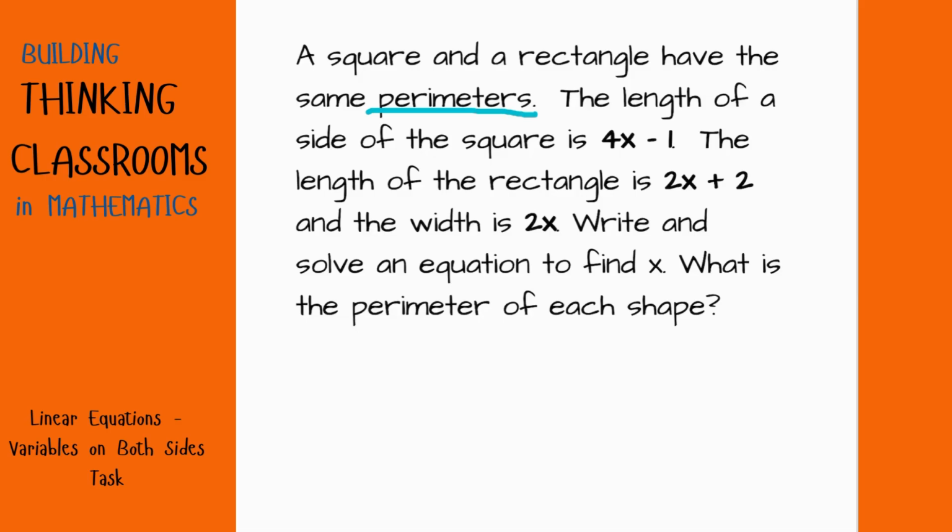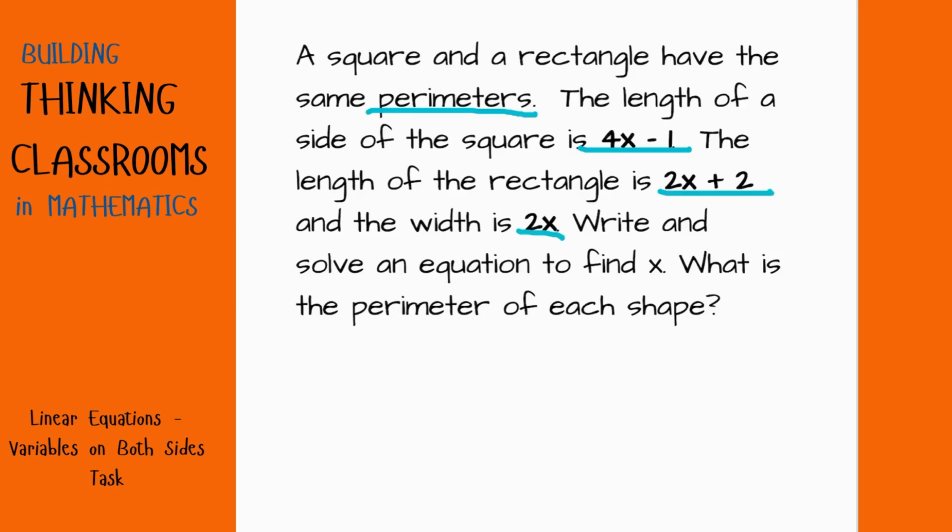So we know that the square and the rectangle have the same perimeters. We only had a couple groups out of over 20 that made the mistake of using area instead of perimeter. Now, if we look at what we're given about the square and the rectangle, we know each side of the square is 4x minus 1, the length of the rectangle is 2x plus 2, and the width is 2x.